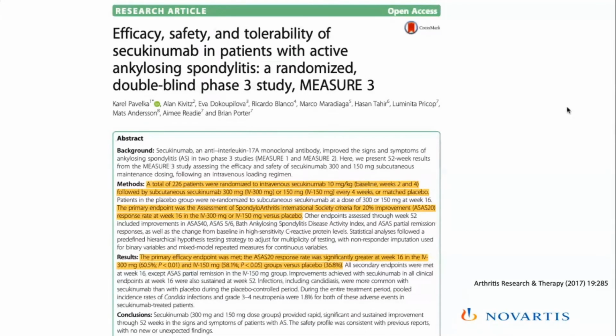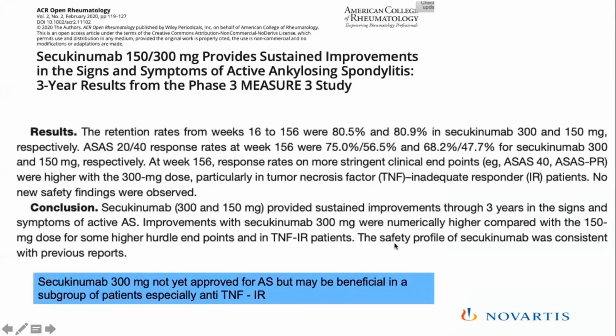So in this trial, it was 300 mg and 150 mg. The primary endpoint, which was published earlier, was at 16 weeks. The SS20 response at 16 weeks was quite good: 60% in the 300 mg and 58% in the 150 mg. Now, this year, again, we had the 3-year results from this MEASURE 3 study.